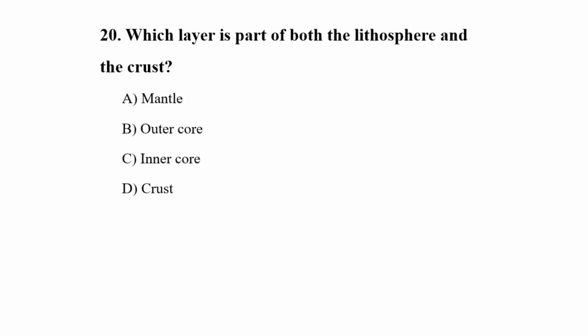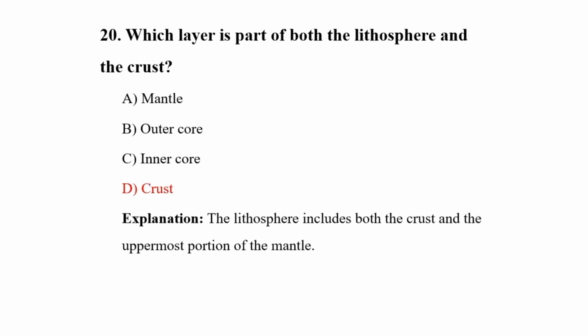Question number 20. Which layer is part of both the lithosphere and the crust? A. Mantle, B. Outer core, C. Inner core, D. Crust. The answer is crust, because the lithosphere includes both the crust and the uppermost portion of the mantle.